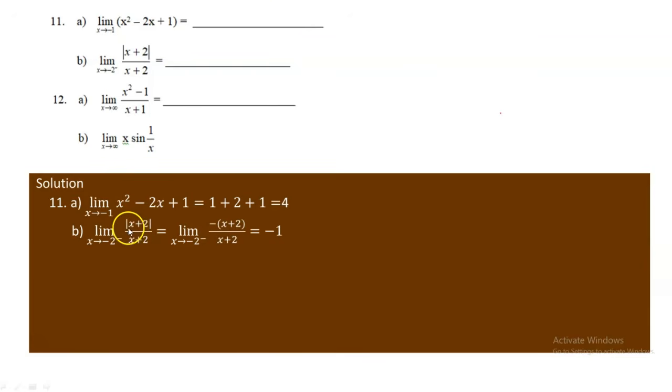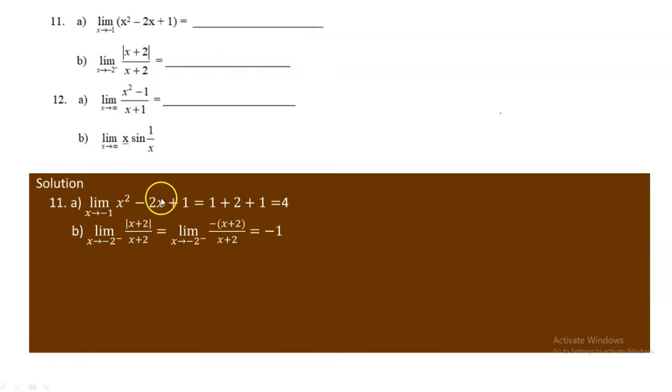But here you have been told to find the limit of this function as x approaches minus 2 from the left. So you need to consider numbers less than minus 2, numbers to the left of minus 2. So the absolute value of x plus 2 in this case is the negative of x plus 2, because the absolute value of x plus 2 is the negative of x plus 2 for x plus 2 less than or equal to 0.